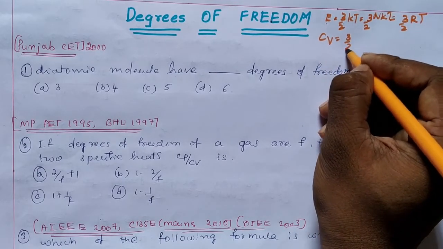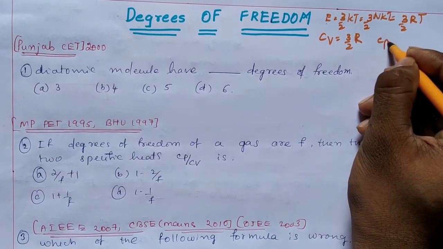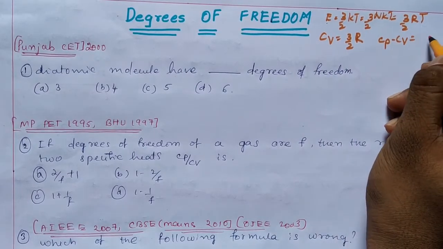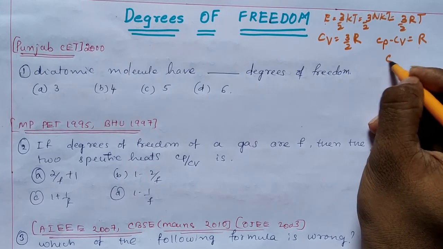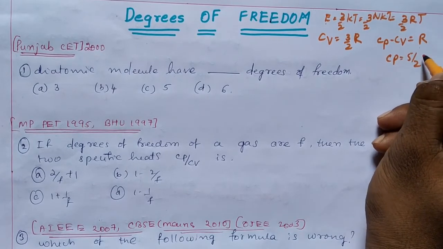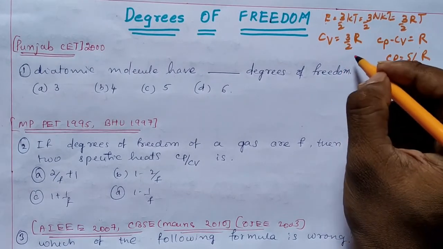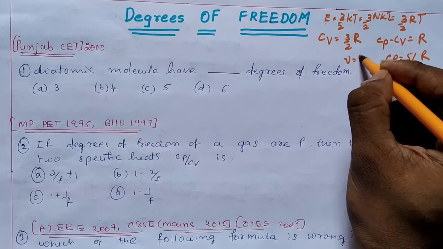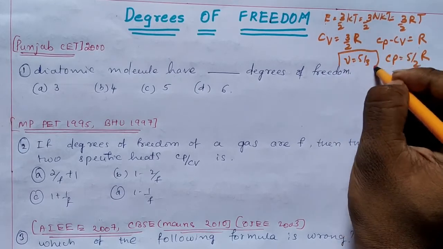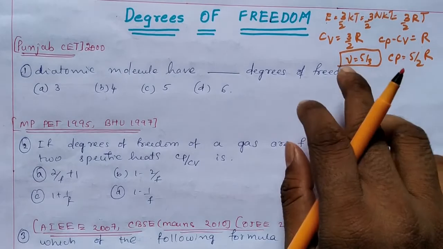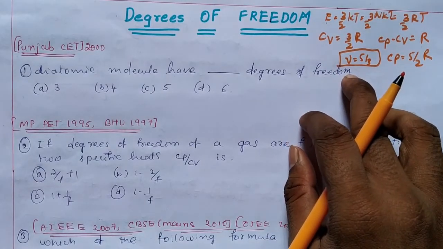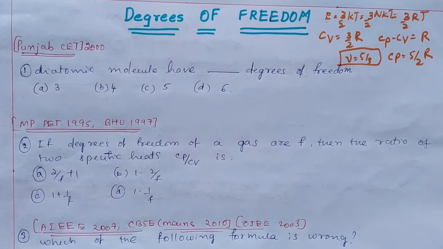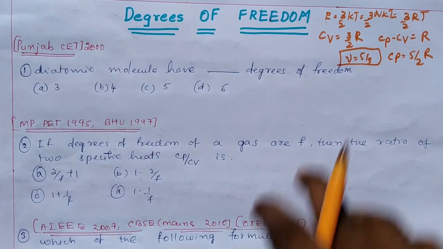That Cv is 3 by 2 R, but Mayer's equation says that Cp minus Cv is equal to R, so Cp becomes 5 by 2 R. If you take Cp by Cv, you will get atomicity as 5 by 3. So these are the things we have discussed in the last class. Please refer to the thermal properties or kinetic theory of gases video prepared by Sachin sir.